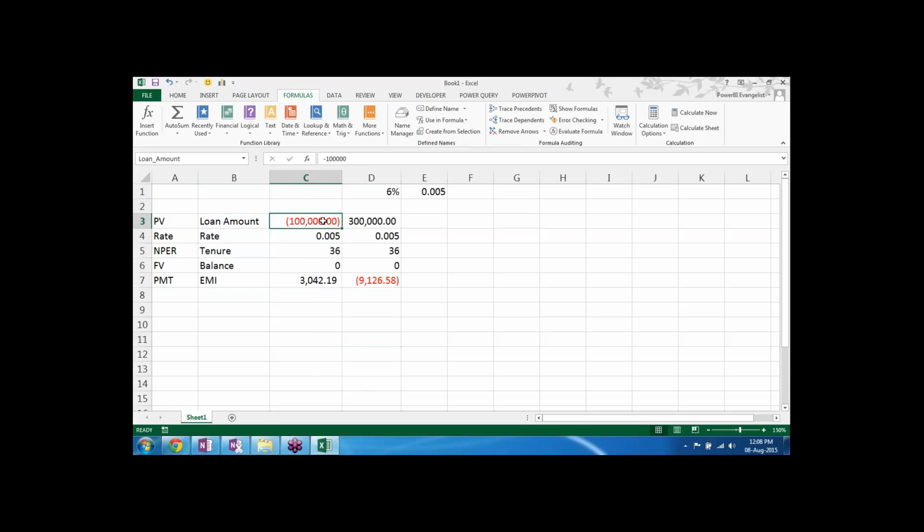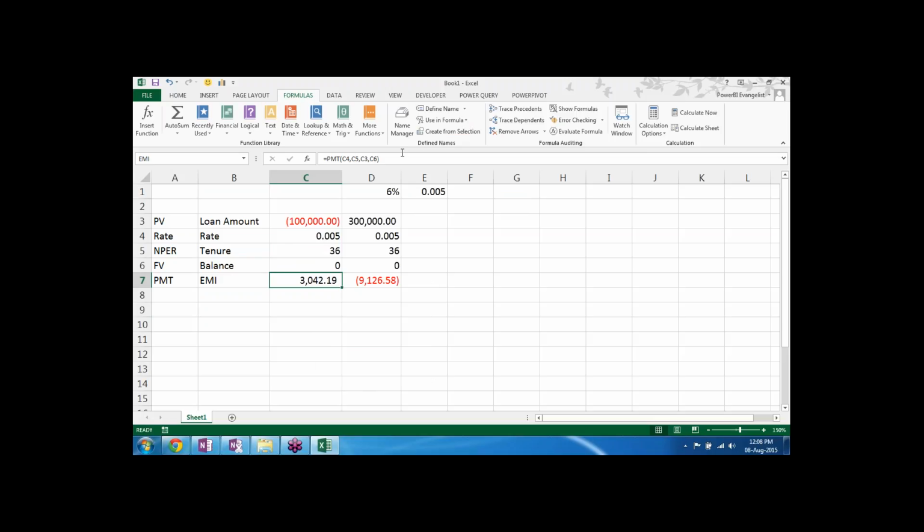This particular cell will now be called loan amount. This will be called rate, tenure, balance, and EMI. See how beautiful this looks. So instantly you have given names to these particular cells. Now, what is the objective? The objective is to make a scenario out of this.